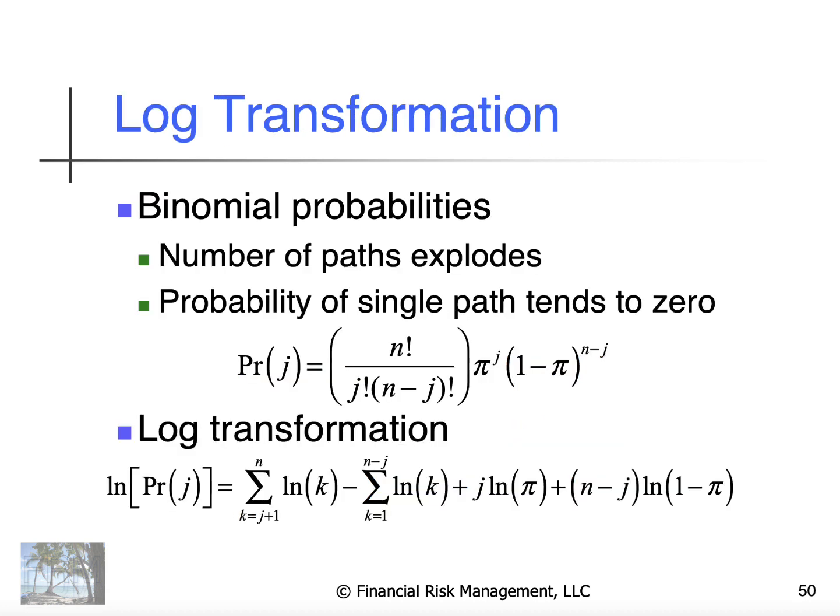The log transformation is very helpful because the number of paths explodes, and then the probability of a single path tends to 0. Given the way computers work and machine error, an extremely large number times an extremely small number is begging for machine error problems. So if we take the log transformation, that basically converts this into the sum of the natural log of integers and then j times the natural log of the probabilities. And this resolves the problem quite nicely.